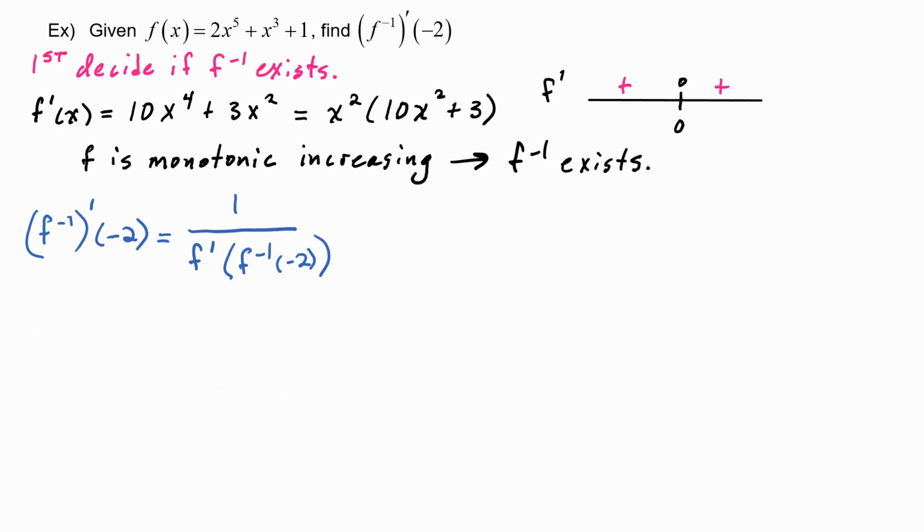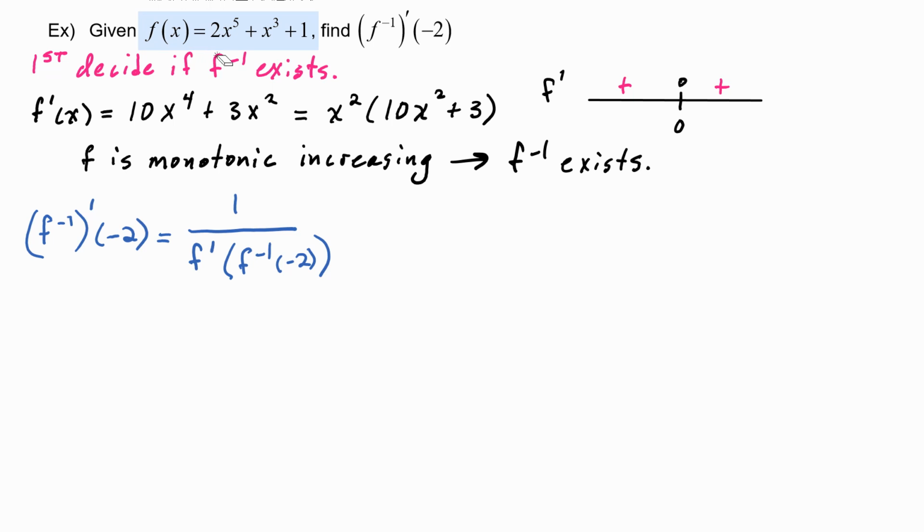Now if we knew f inverse, we could plug in negative 2, find out what that value is, then plug that value into f prime, and then we would have our result, which is the slope of f inverse at negative 2. However, we don't have an easy way of finding f inverse in this problem.